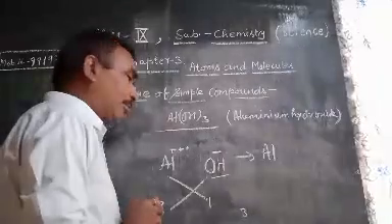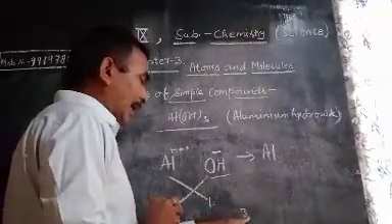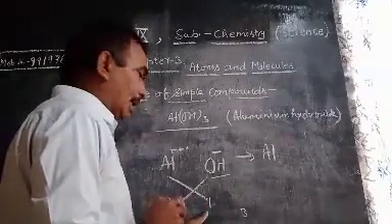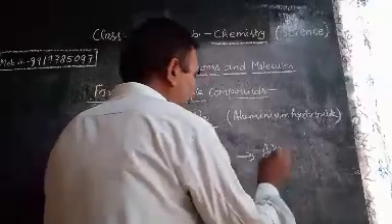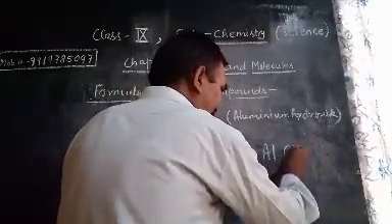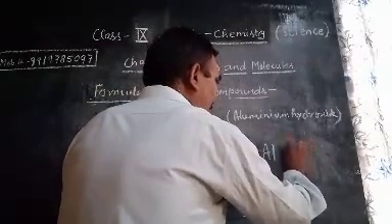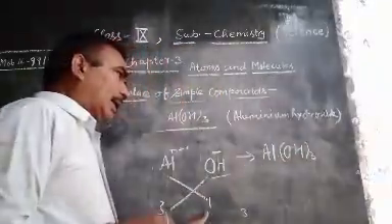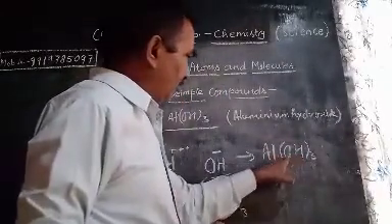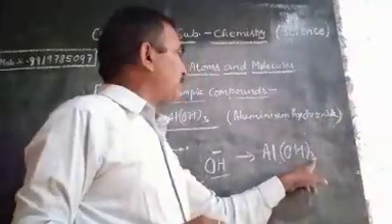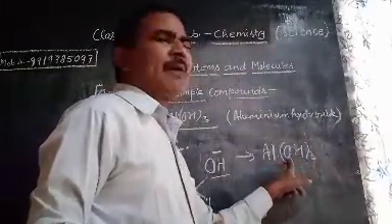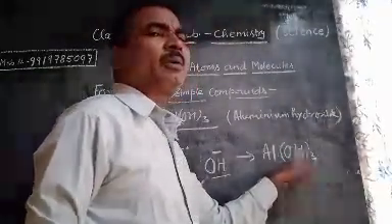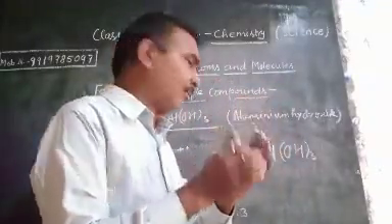Only 1 aluminium. And 3 divided by 1 is 3. The formula is Al(OH) whole 3. This 3 expresses that 3 atoms of oxygen and 3 atoms of hydrogen are joined together to form OH minus.